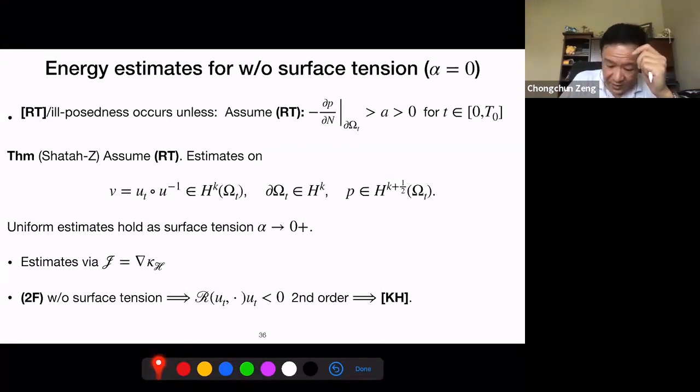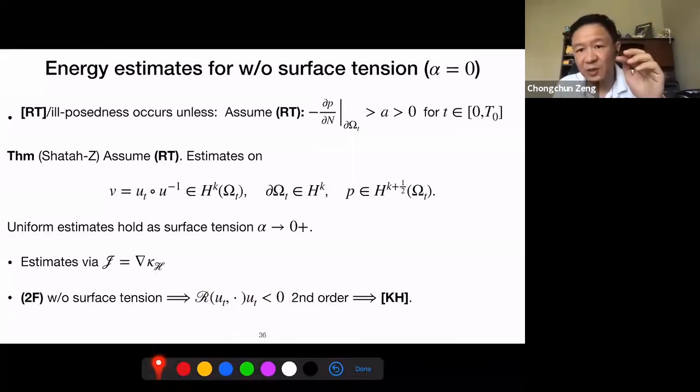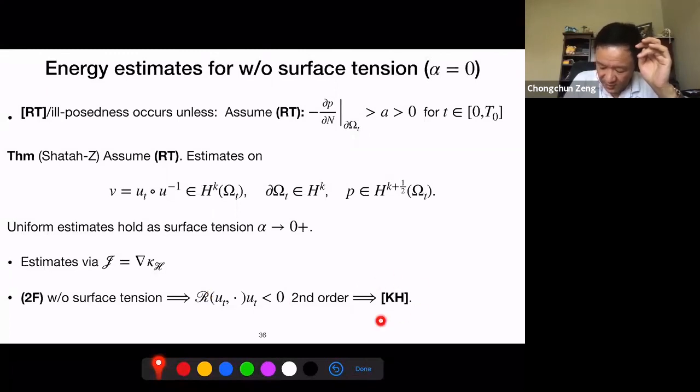Then you can do the same thing without surface tension for the two-fluid problem. If you do that, you will find that the curvature is hopelessly negative in the leading order. It's going to be a second order operator in the leading order, and it's hopelessly negative if there is a jump of the tangential velocity. So it tells you that the Kelvin-Helmholtz instability is going to happen in the interface problem if there is no surface tension.